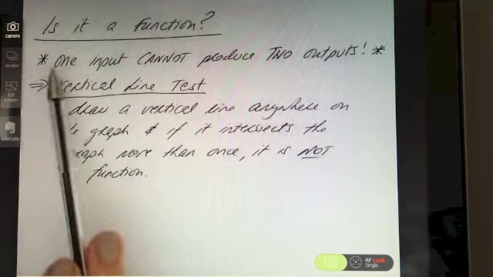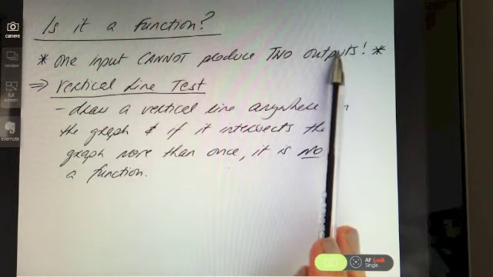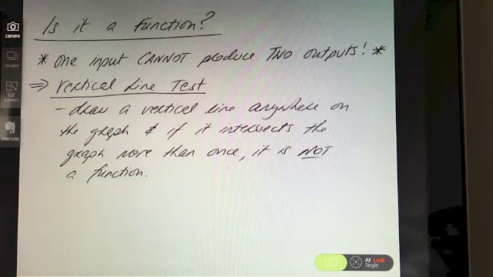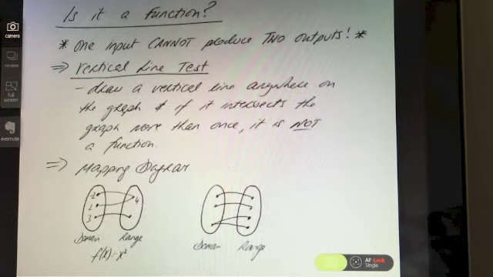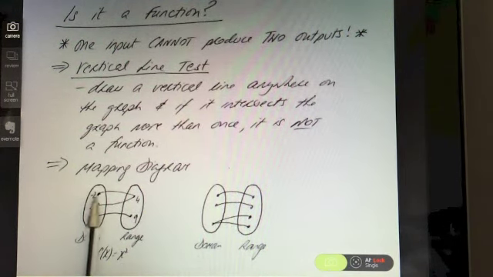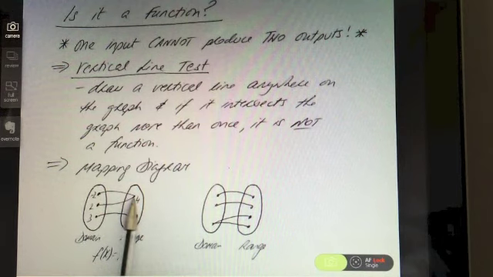So remember the fact that one input cannot produce two outputs. If we're talking about a mathematical function, if you've got something drawn for you, you can use the vertical line test. In other words, draw a vertical line anywhere on the graph, and if it intersects the graph more than once, it is not a function. And if you have a mapping diagram, where you have the inputs or the domain -2, 2, 3, your function is f of x equals x squared. In other words, you're squaring the numbers. You can have two inputs that will map to the same output.